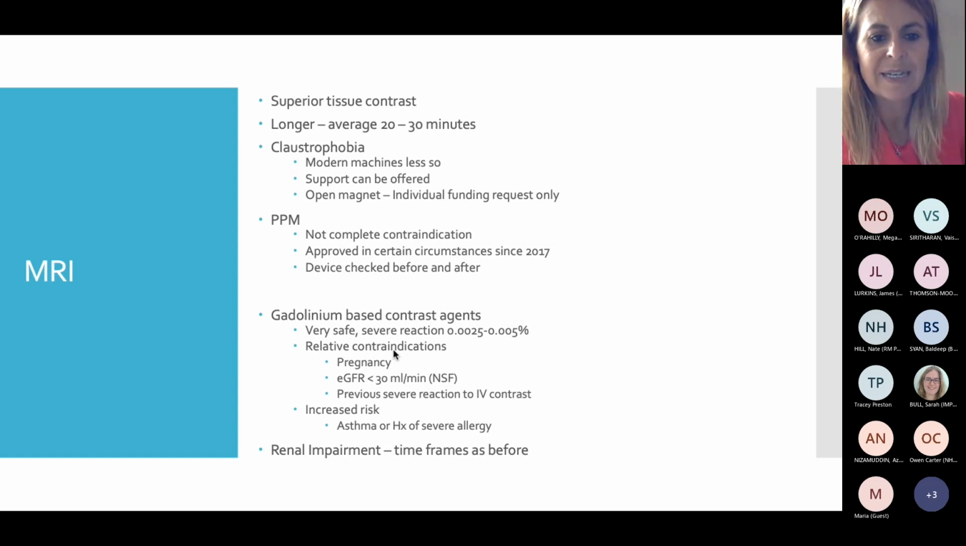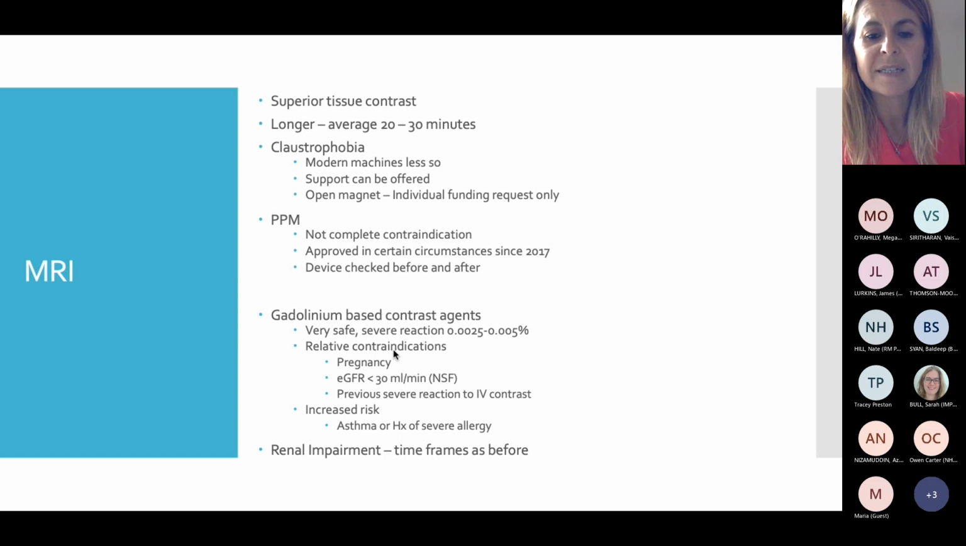MRI uses a gadolinium-based contrast agent. It's very safe. It's even less incidence of severe reaction than the iodinated contrast agents. There are also some relative contraindications, pregnancy being one of the main ones, renal impairment being another. We use the same cutoff at 30 mils. And if they've had a previous severe reaction to an intravenous contrast agent.